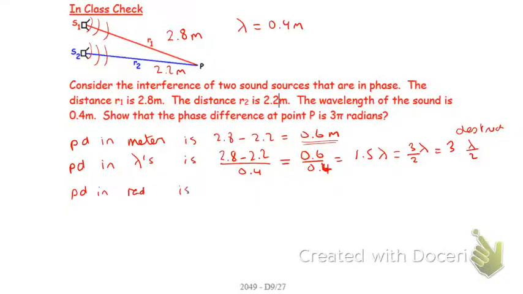And that, I can say, is going to be 2.8 minus 2.2 over 0.4. That's giving me my path difference in wavelengths times 2 pi, because each wavelength is worth 2 pi radians, which equals 0.6 over 0.4 times 2 pi, which equals 3 pi. And it's an odd number of pi radians, so destructive.